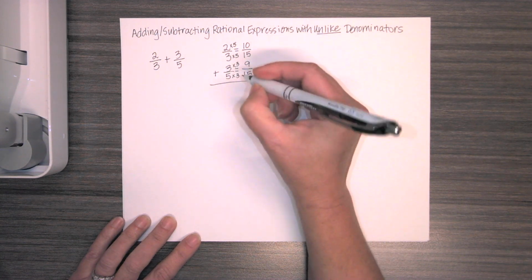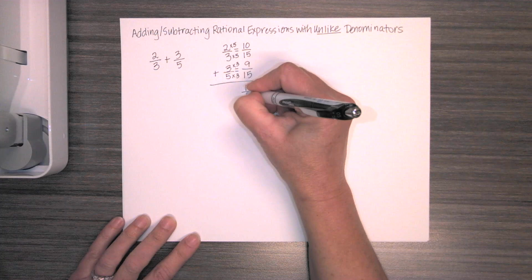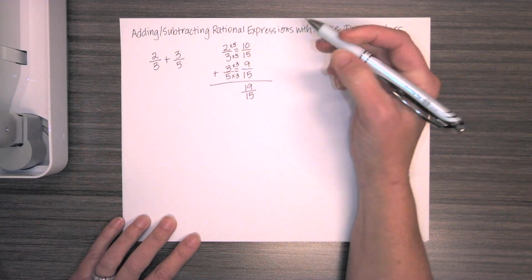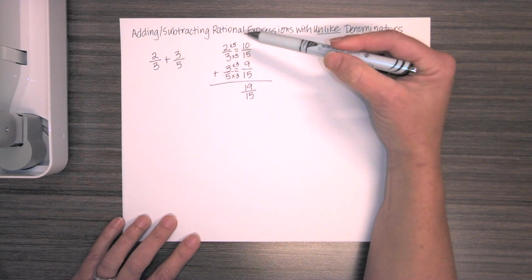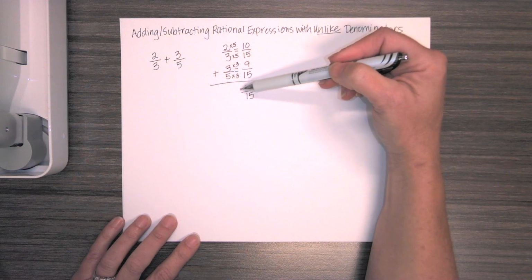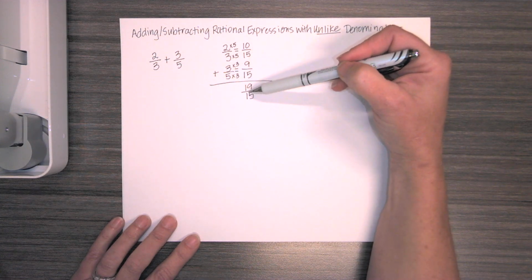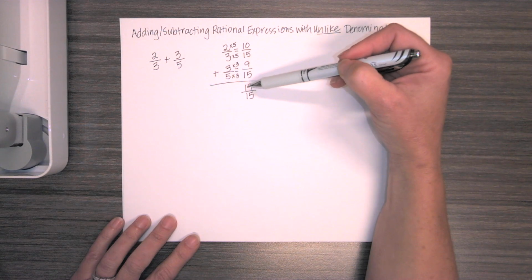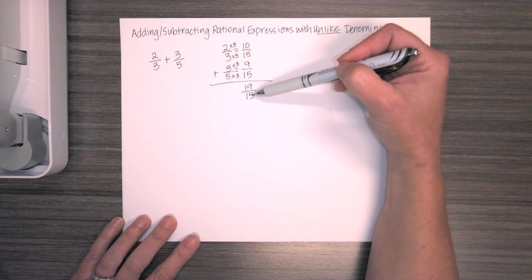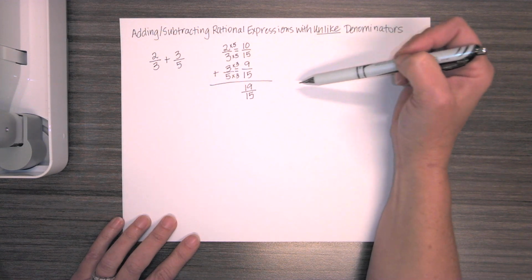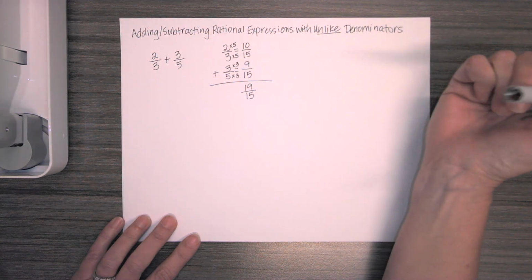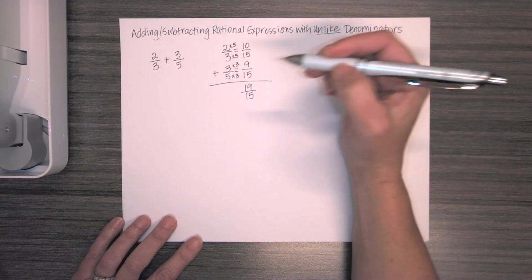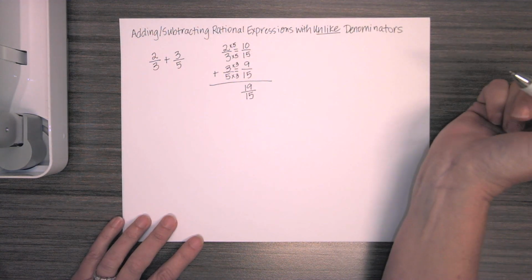Then to add these, I would add my numerators. My denominator stays the same. I have 19/15. I'm not worried about the fact that it's improper. That's okay. I would simplify it if I could. In other words, if there were a number that would go evenly into 19 and 15, I would reduce this by dividing the top and bottom by that number, but there's not. So for this problem, I'm finished.